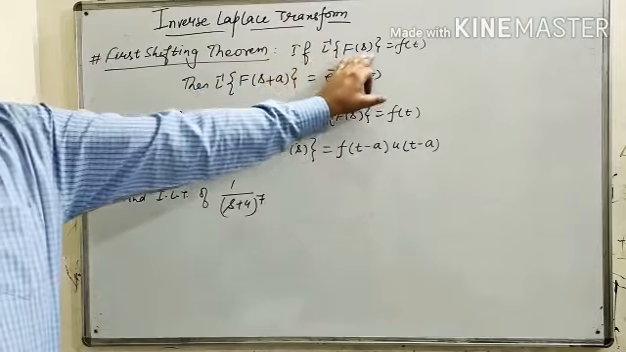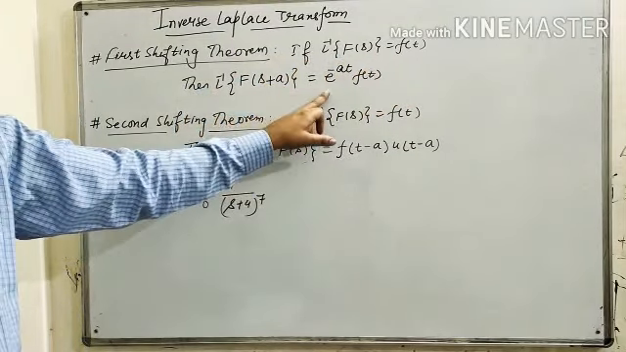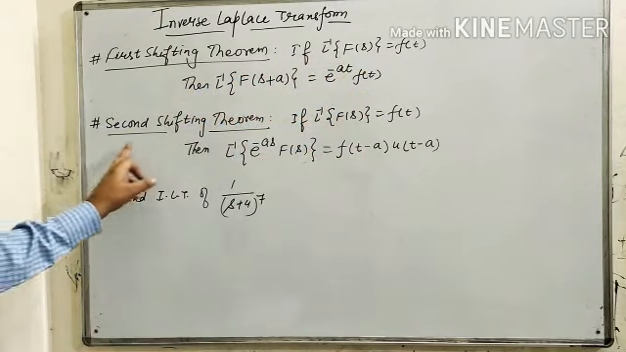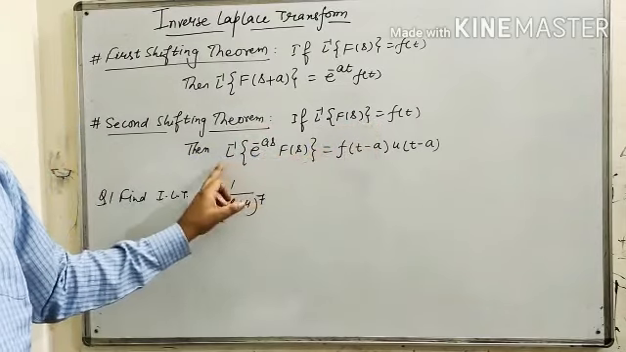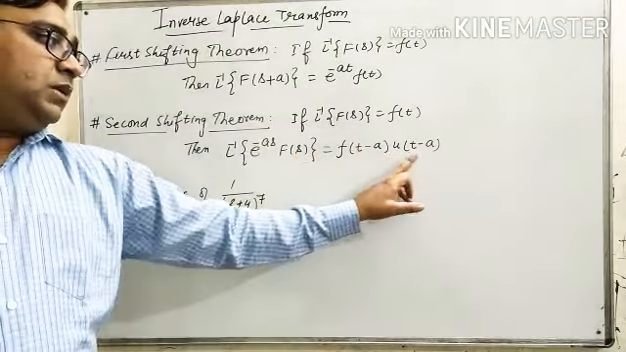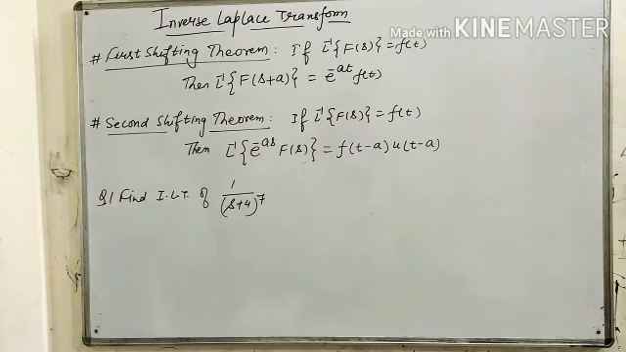If inverse Laplace of F(s) equals f(t), then inverse Laplace of F(s+a) is equal to e^(-at) f(t). And the second shifting theorem: if inverse Laplace of F(s) equals f(t), then inverse Laplace of e^(-as) F(s) equals f(t-a) u(t-a). For the understanding, we are solving some problems based on this particular phenomena.